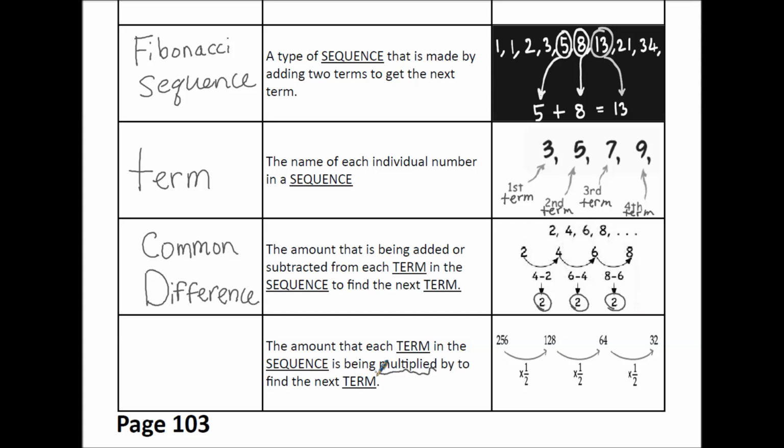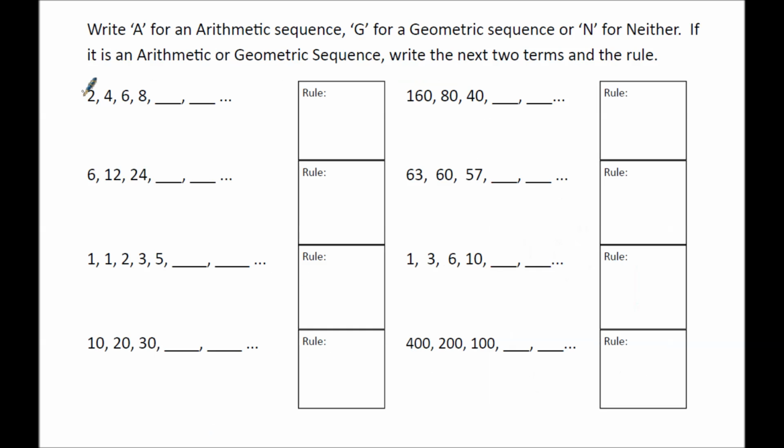So the amount that each term in the sequence is being multiplied by to find the next term, we can look at 256, and if we take half of it, we get 128. And you might look at this as dividing by 2, but multiplying by 1/2 and dividing by 2 are basically the same operation. And here we see that multiplying by 1/2 goes all the way through the sequence. So 1/2 is going to be our common ratio.